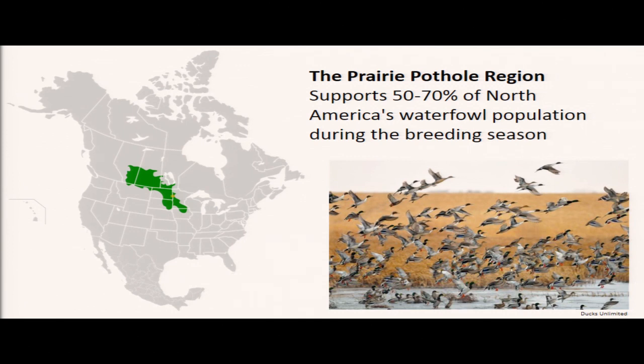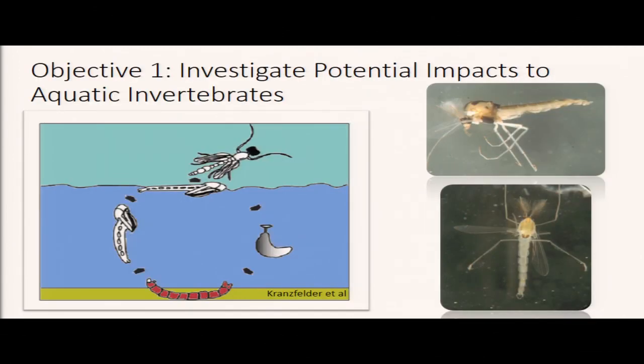It has an abundance of wetland habitats that are important areas for migratory waterfowl and other birds, and roughly supports 50 to 75% of the breeding waterfowl population in North America. So these wetland habitats provide areas for these waterfowl as well as for aquatic invertebrates that provide food resources for many of these wetland species. And so if these aquatic invertebrates are important, I wanted to investigate some of the potential impacts to them, focusing on members of the family Chironomidae or non-biting midges, as you can see in the images there.